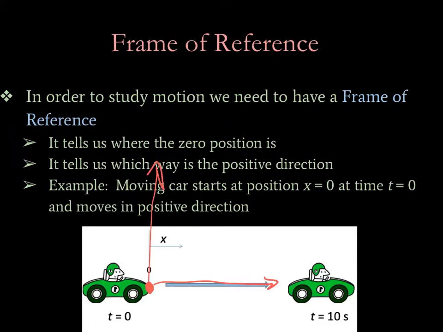We can call up positive. Left is going to be negative, and down is going to be negative. And so now we have our frame of reference for movement, and so sometime later it's moved in the positive direction.